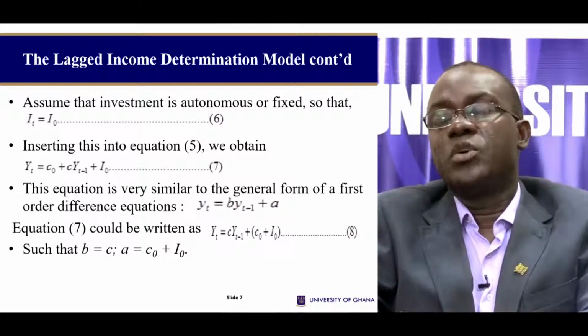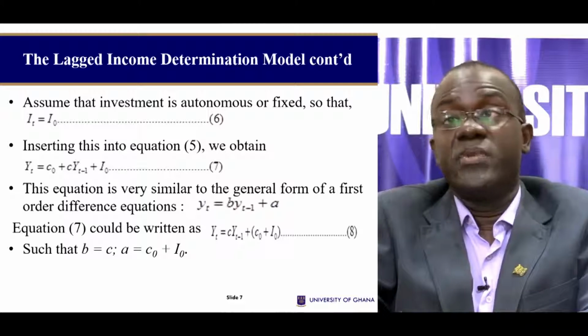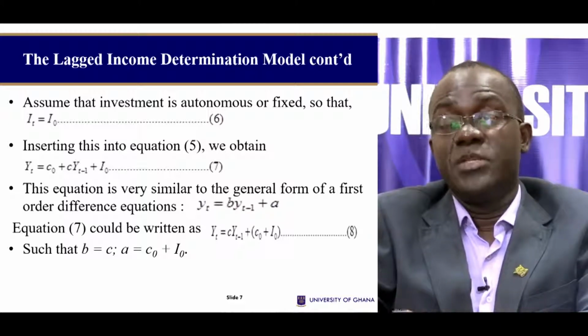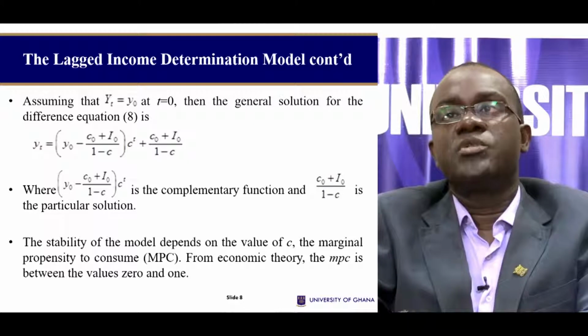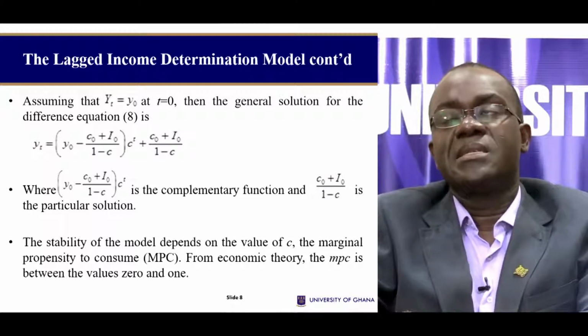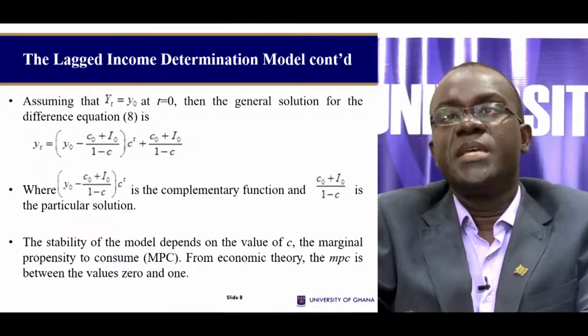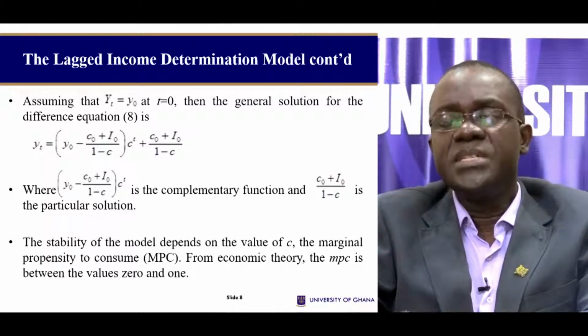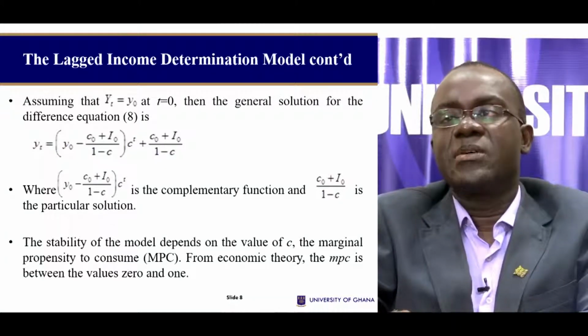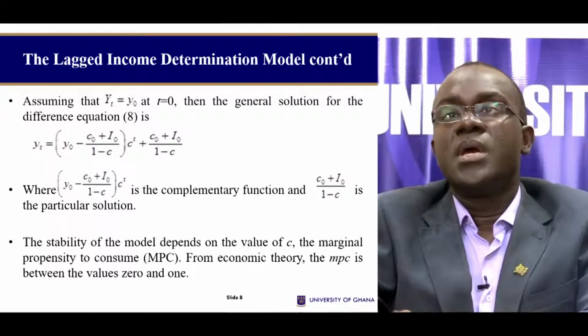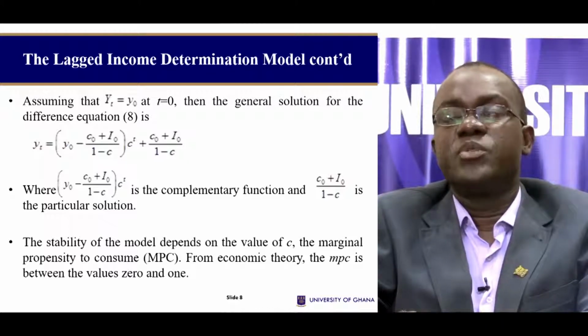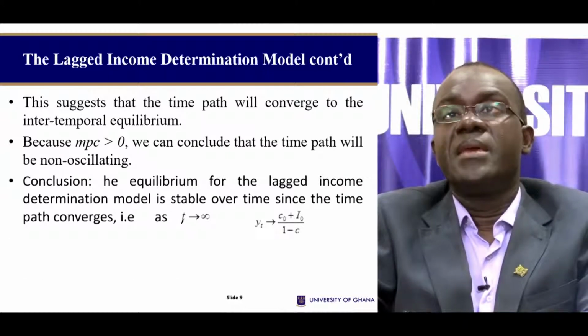Now, once it's a first order linear difference equation, we can write the general solution, referring to what we discussed during our last lecture. As usual, there's a complementary function and a particular solution. Now, the MPC here is the marginal propensity to consume, which is a fraction between 0 and 1.